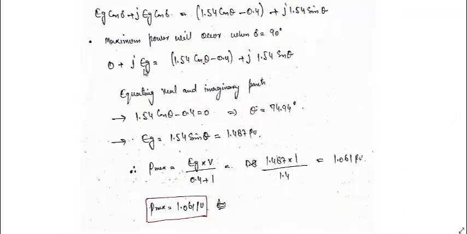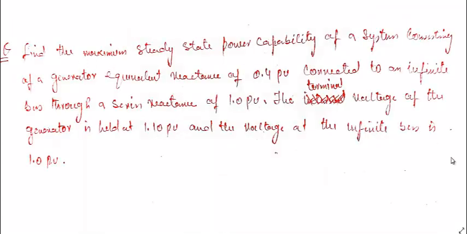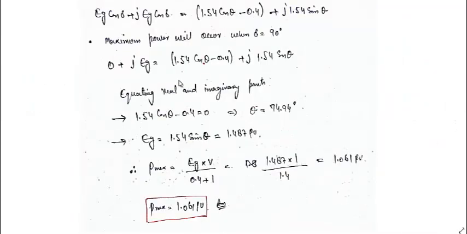Since we are asked to find the maximum steady state power capability, for maximum power capability delta is equal to 90 degrees. It may be given in the question. Since I have told you that we have to find three variables, that is EG, delta, and theta, and delta is given to be 90 degrees, there remain only two variables, EG and theta. So when I put delta into this, EG cos delta will be 0 and EG sin delta will be EG.